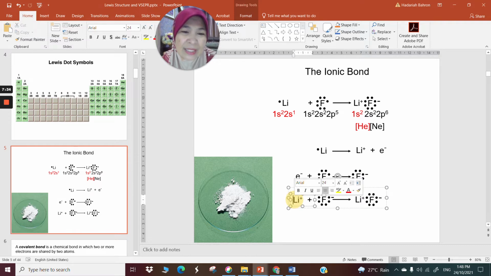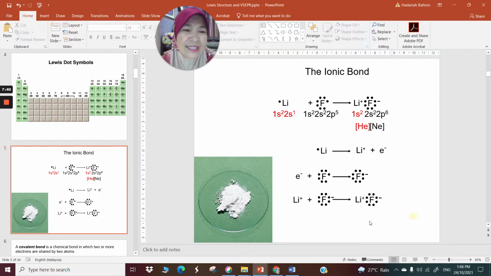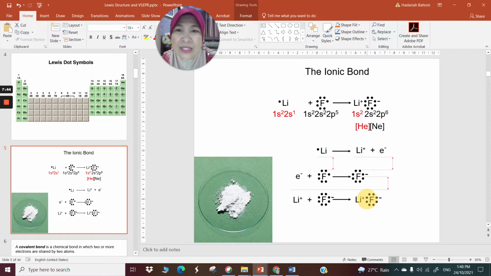So lithium plus fluoride makes a salt, which is lithium fluoride. So down here is the Lewis diagram of lithium fluoride. The electrons around fluorine, or fluoride, are represented by dots there.